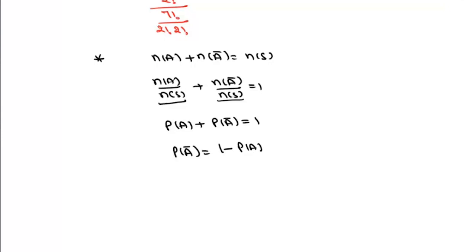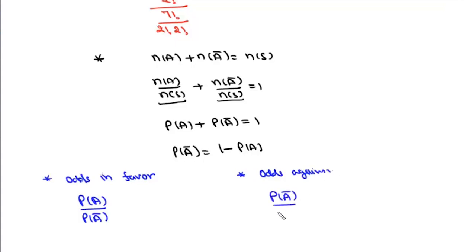Now there are 2 more terms that we must know, and the first one is odds in favor. It is given that the odds in favor of any event is some value. Now when we say odds in favor, we simply mean the ratio of the probability of A upon the probability of A'. And if we say odds against, then basically we are talking about P(A') upon P(A). So from the probability of A, we can find odds in favor and odds against. And if we are given odds in favor or odds against, we can define the probability of A and the probability of A complement.